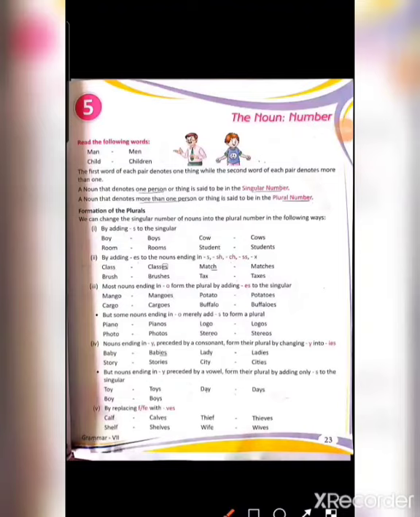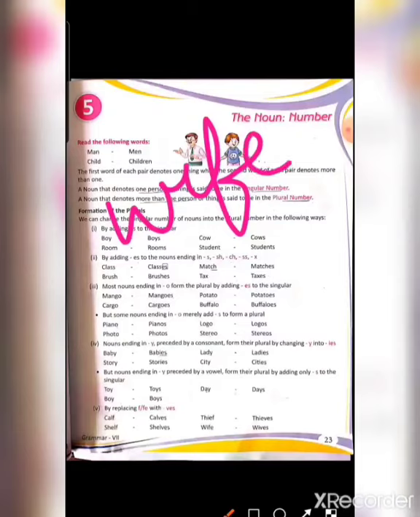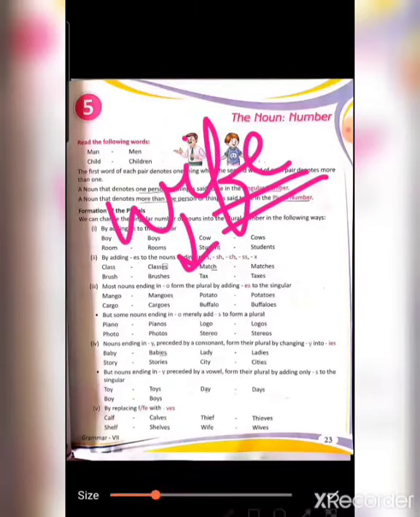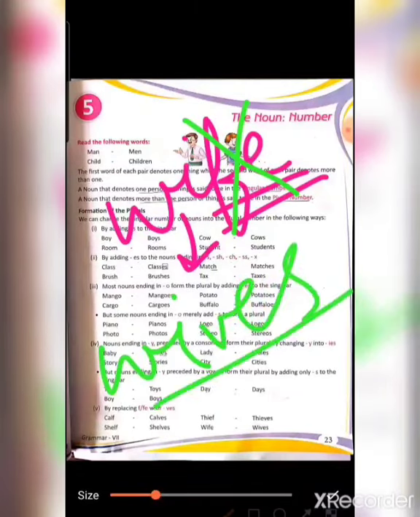Now the fifth point, by replacing F or FE with VES, like suppose there is written wife. Now it is ending in FE. So how will you convert it? By replacing FE by VES. This is how you make them plural.